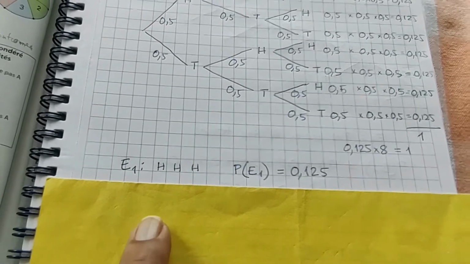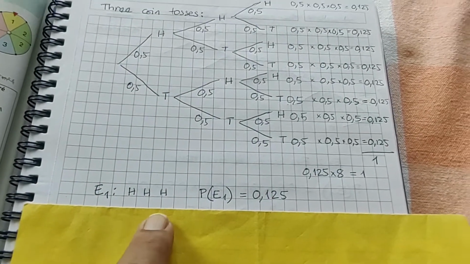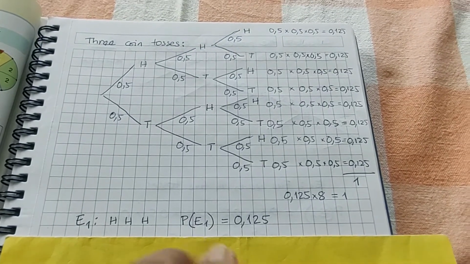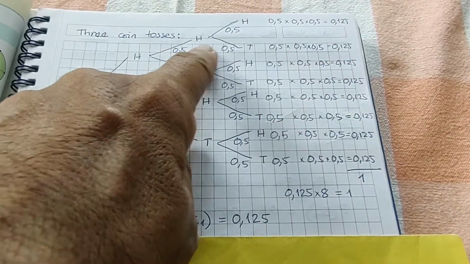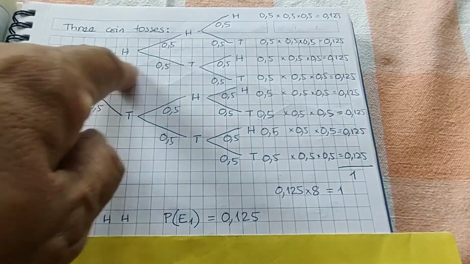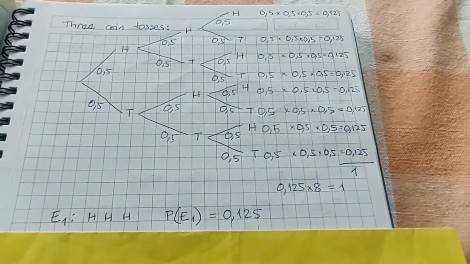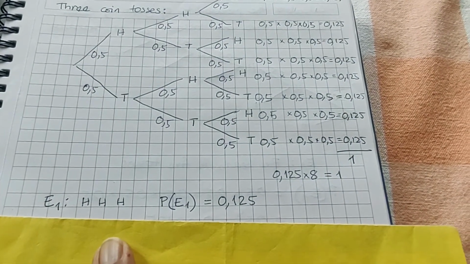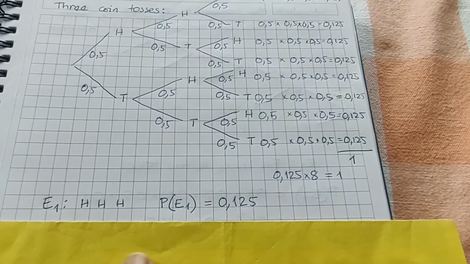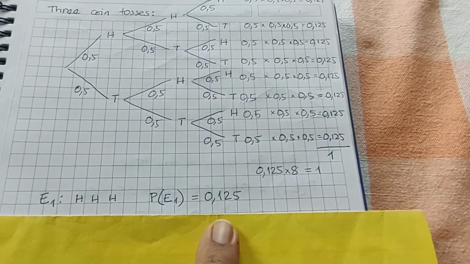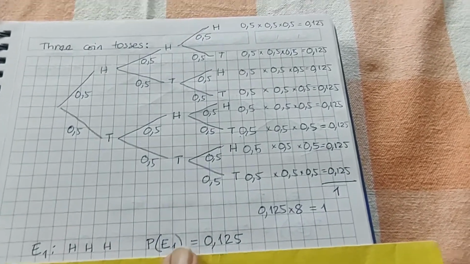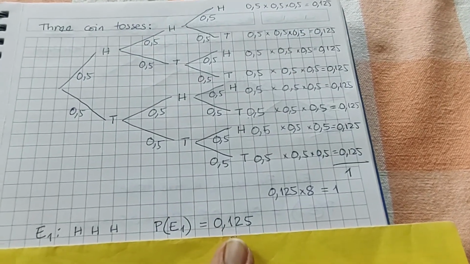Now if I ask, what if my event is defined as 3 heads, what is the probability of that? You see there's only one branch, one sequence of branches that satisfies this event, and I get 0.125. So the probability of getting 3 heads consecutively, if you toss the coin 3 times, is 0.125.